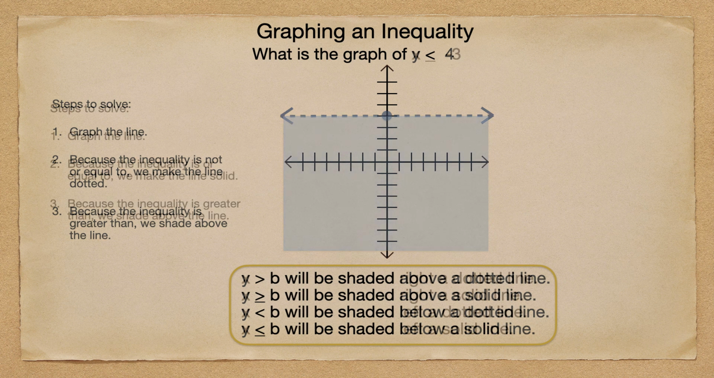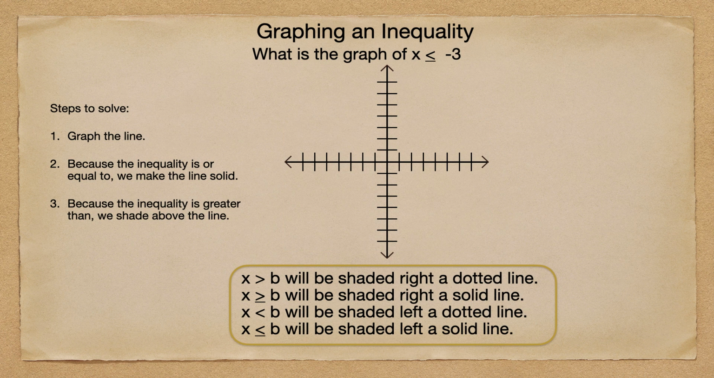Let's try one in terms of x. x is less than or equal to -3. We're going to start by graphing my -3 for my x-intercept. And x is always going to be on the -3. Because it is less than or equal to, it's going to be a solid line for the "or equal to." And because it's less than -3, we want to be going to all terms that are smaller than -3, which is to the left.